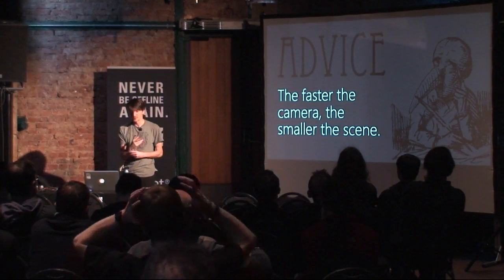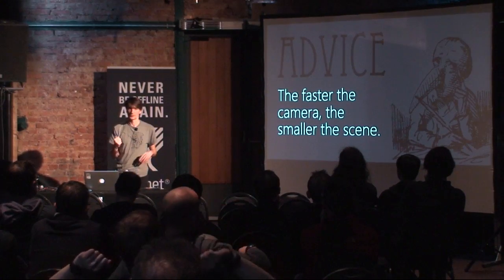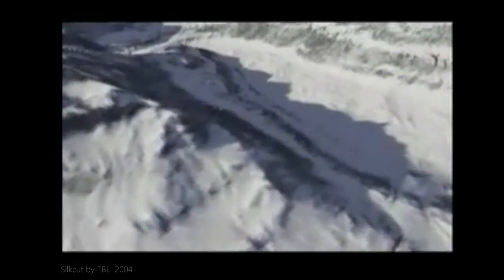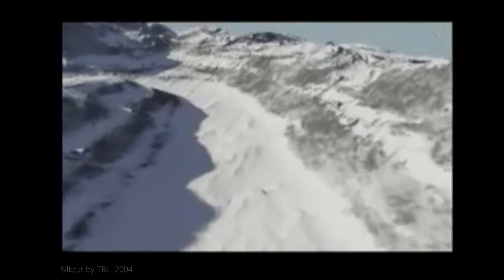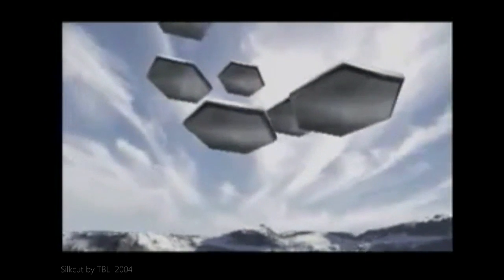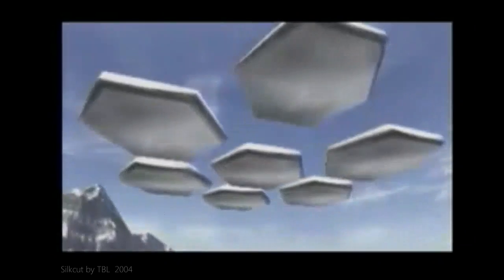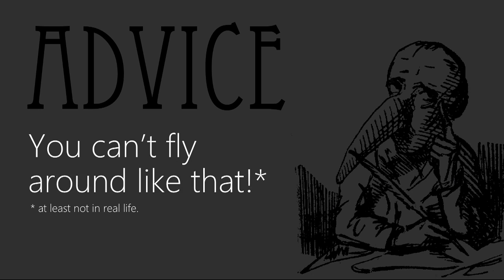On the same notion, the faster you move your camera, the smaller your scene is. So if you want to have a big scene, make your camera move very slow. This is an example, obviously Silk Cut from TBL, and you have this gorgeous scene of a canyon made of 20 faces or something, but it just looks big. I remember when I saw this demo for the first time, I was getting goosebumps, and you really see that it's not their first demo, because in their first demo they would have flown all over the place at high speed, but they move the camera slowly, very slowly, and take their time to build up the scale.